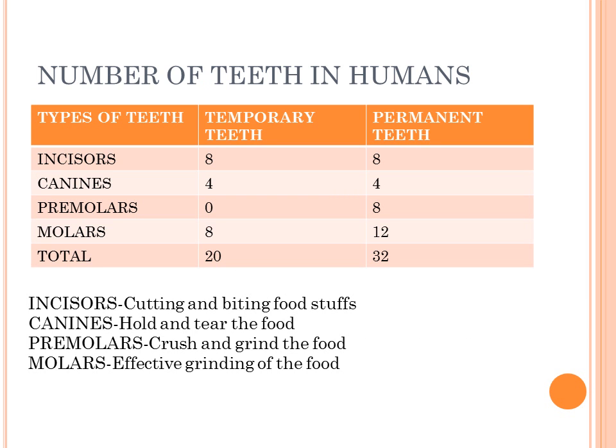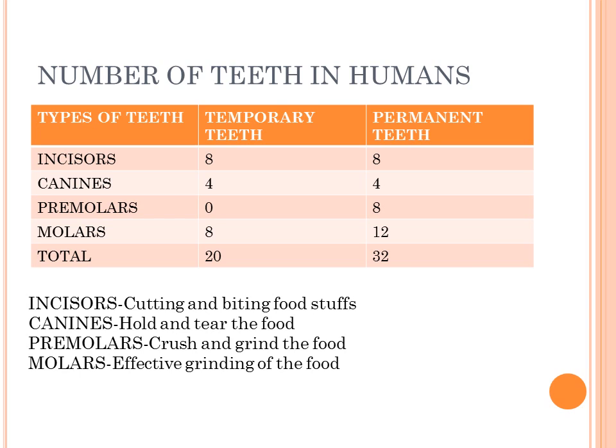There are two types of teeth, which is temporary and permanent. It has got incisors, canines, premolars and molars. Incisors in temporary teeth are 8, canines are 4, premolars are 0, molars are 8, which in total forms 20 teeth.